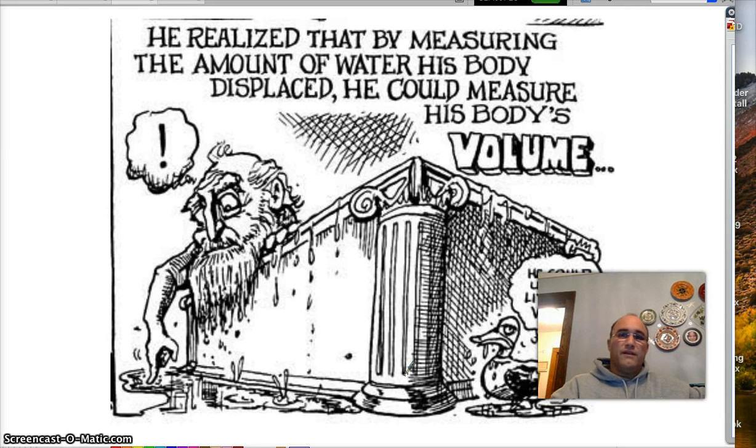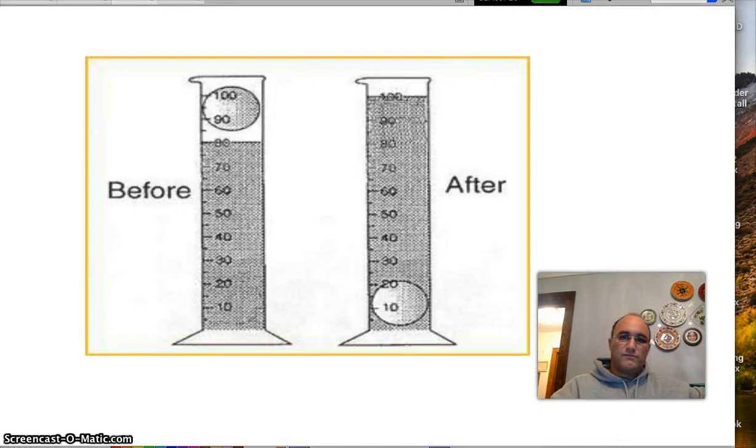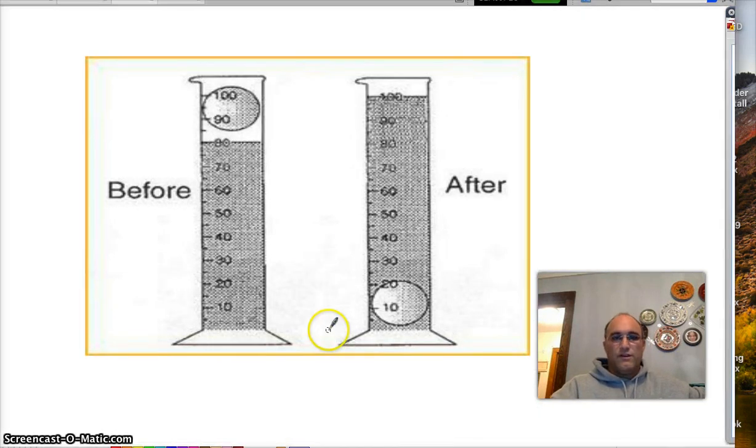Okay, 6th grade, that is how displacement works. Now, I want you to try it on your own. In your notes, you're going to answer the following 3 questions. But let's review. This is displacement. When an object pushes aside the water, the water level rises, and we can measure that.